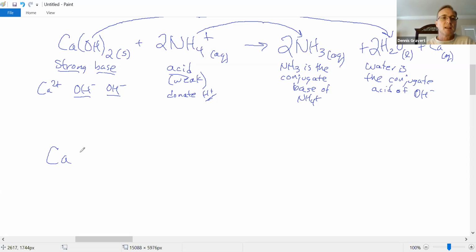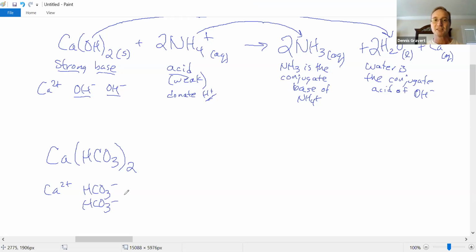I like calcium. What if we have calcium carbonate? No, calcium hydrogen carbonate. Okay, so I said I was going to use the carbonate ion, but carbonate's hiding inside the bicarbonate or the hydrogen carbonate ion here. You need 2 of those to balance the charge, right? Because bicarbonate has a -1 charge. Calcium's got a +2. You're going to need 2 of these to balance the charge.